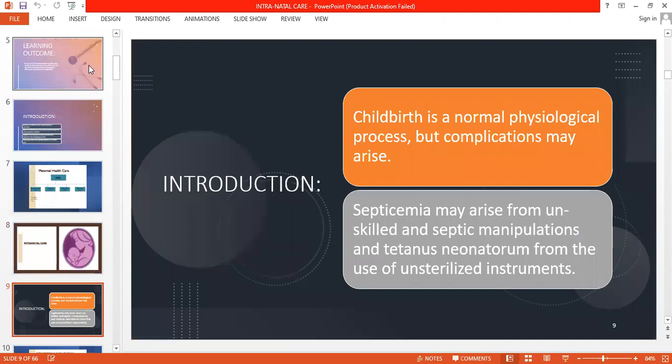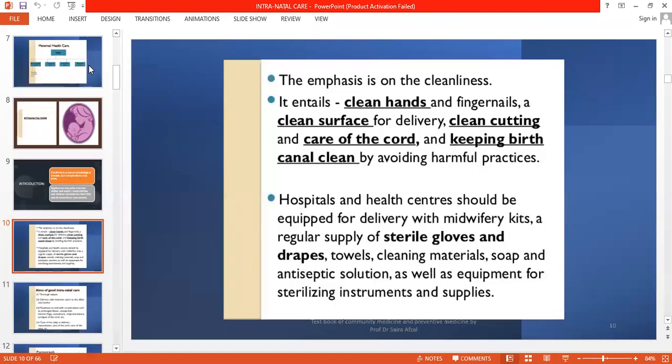Childbirth is a normal physiological process, but complications may arise. Septicemia may arise from unskilled and septic manipulation, and tetanus neonatorum from the use of unsterile instruments. The major emphasis is on cleanliness. It entails clean hands, fingernails, a clean surface for delivery, clean cutting and care of the cord, and keeping the birth canal clean by avoiding harmful practices. So basically there are 5 C's: clean hands, clean surface, clean cutting, care of the cord, and canal clean.